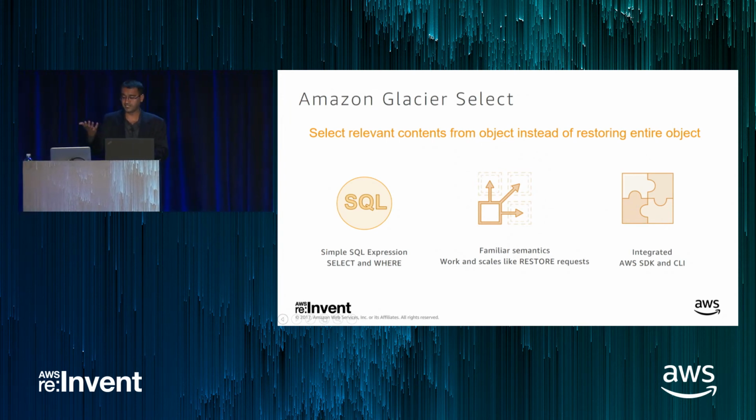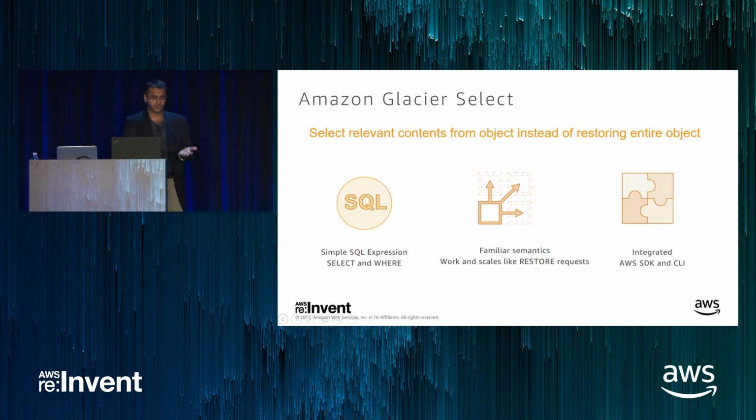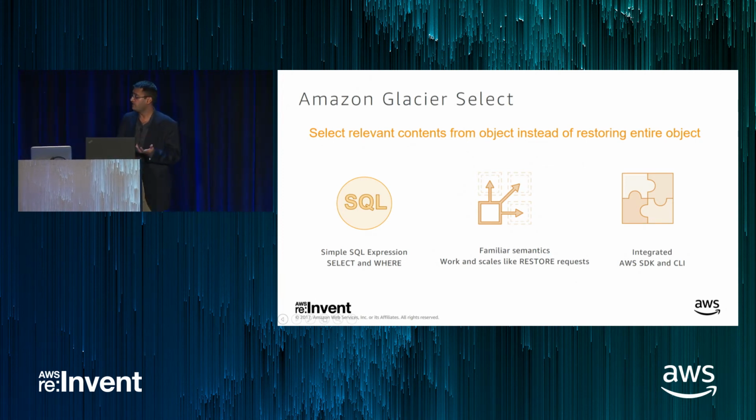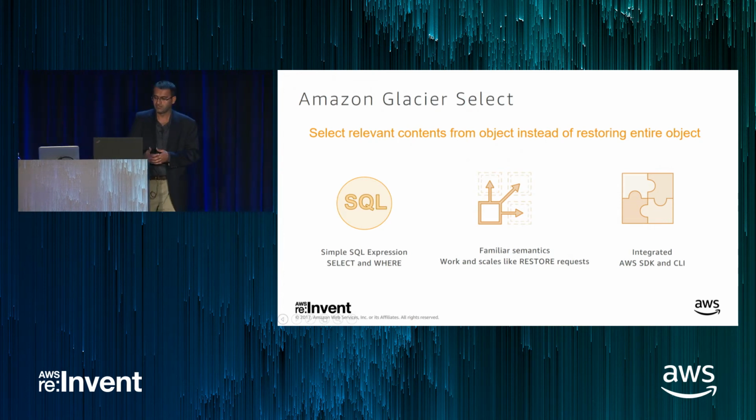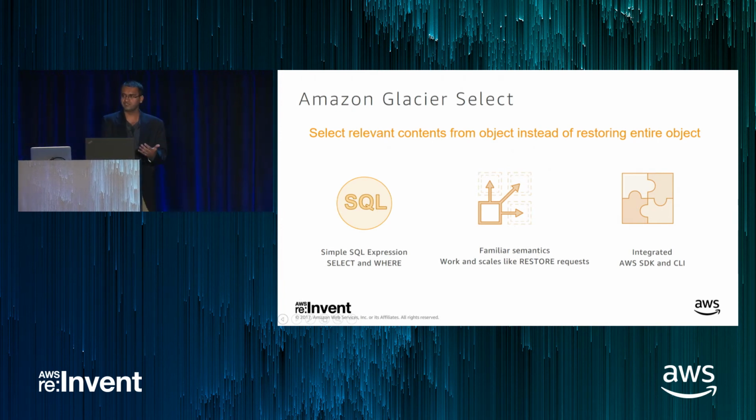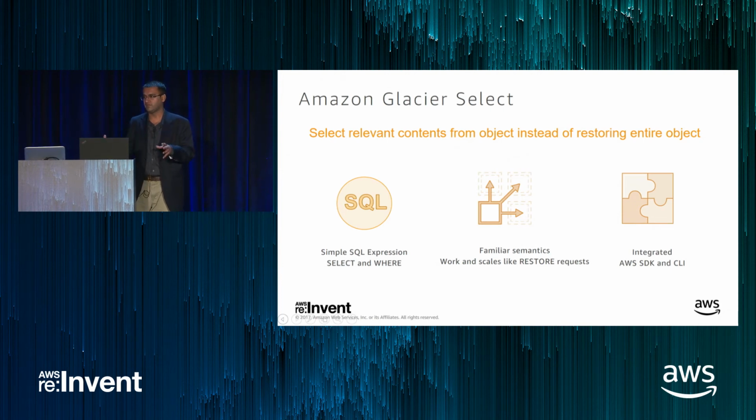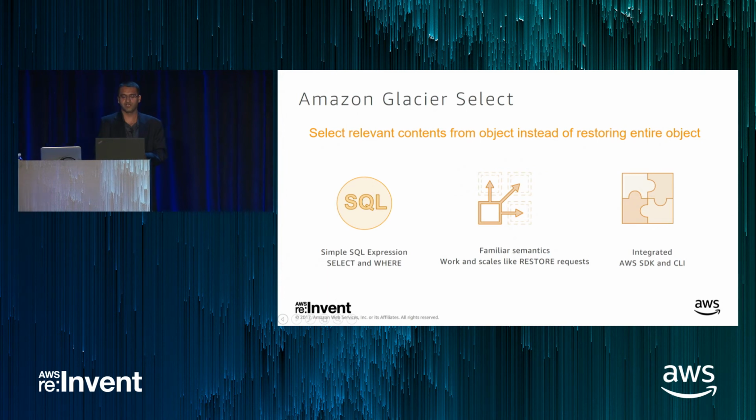Similar to S3 Select, we use a SQL expression where you provide a select clause to tell us which columns you want, and a where clause, which provides the filtering condition. We also use the same familiar semantics that we have for restore. So if you have been using restore in Glacier already, Glacier Select is just extending that API to add more arguments to it, to make it pretty simple for you to start using it. And I'm going to show that example in a few slides.